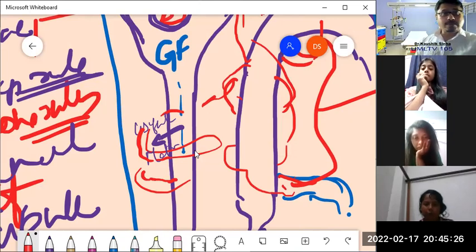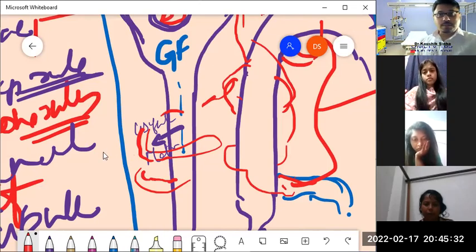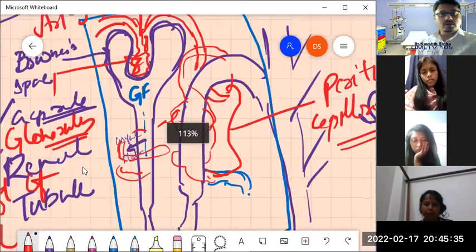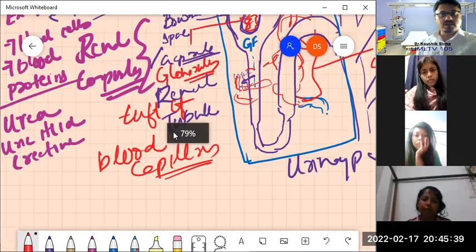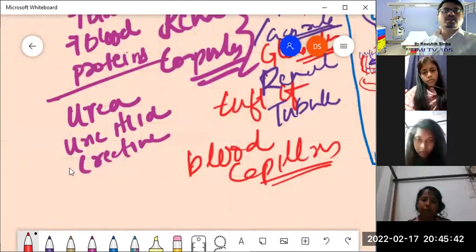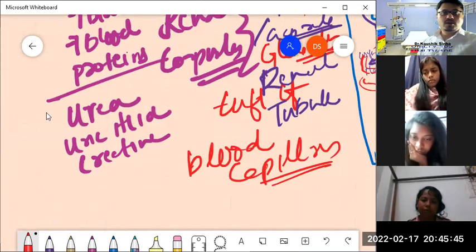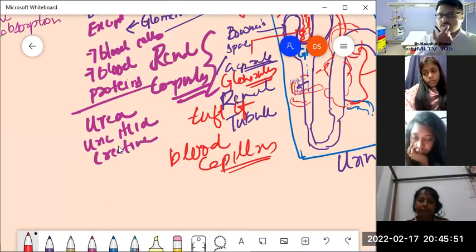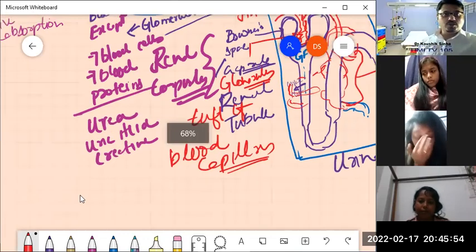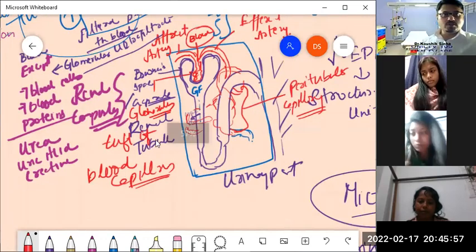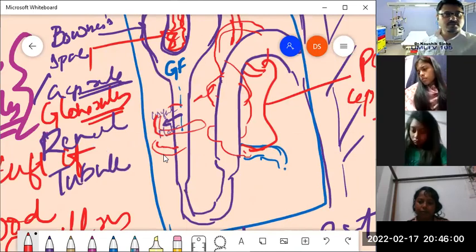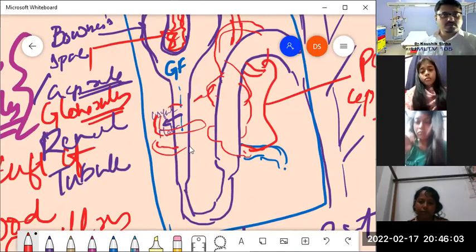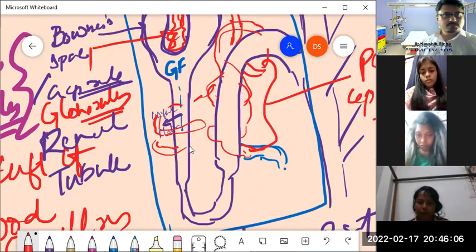But this reabsorption is not universal. That means this reabsorption is highly selective. That means we are not supposed to reabsorb the waste material. What are those waste materials? That is written here: urea, uric acid, and the creatinine. This shouldn't get reabsorbed. But what should get reabsorbed is the useful material. That is the sodium, potassium, glucose, all this stuff. Water. This should get reabsorbed. So this entire process of reabsorption goes on in this area. Clear? Is the concept clear? Yes, sir.